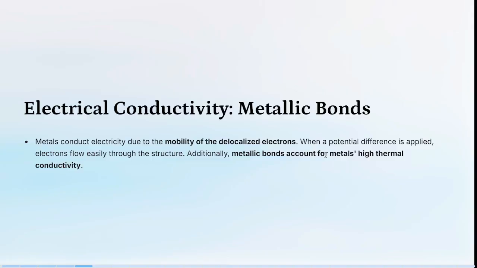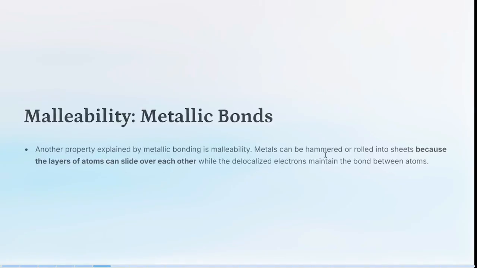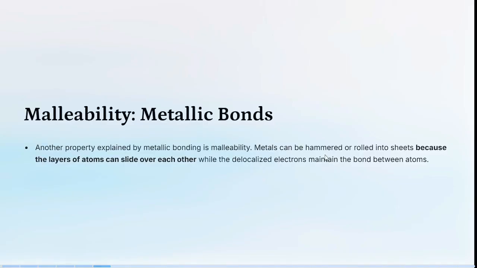When a potential difference is applied across the metal, meaning when you put a positive and a negative side, there will be a directional movement. The electrons then have a direction, and this leads to the flow of charges, which is known as electricity, or current. Additionally, metallic bonds account for high thermal conductivity. Because of the movement of these electrons, they can carry heat from one side of the metal to the other very fast as they continuously move across the metal. Now let's see malleability and metallic bonds.